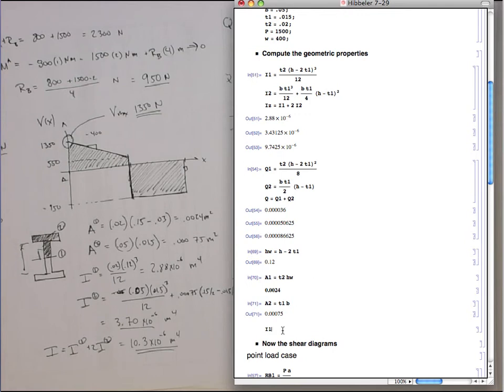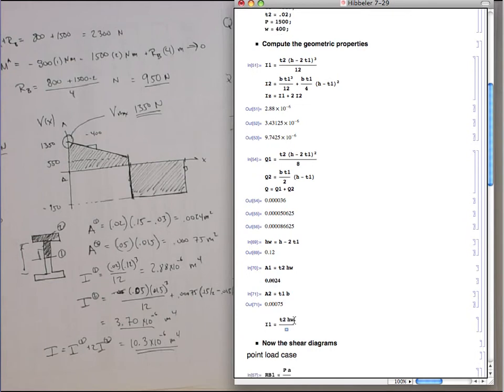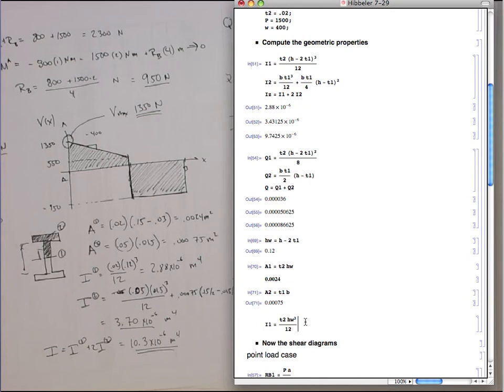So I1 is going to be 1/12 the base, which is T2, times the height. Now I've got this web, so I know the height is going to be the height of the web, and that has to be cubed, all over 12. That's around the centroid, so that's what it is. 2.88, okay, that confirms that.